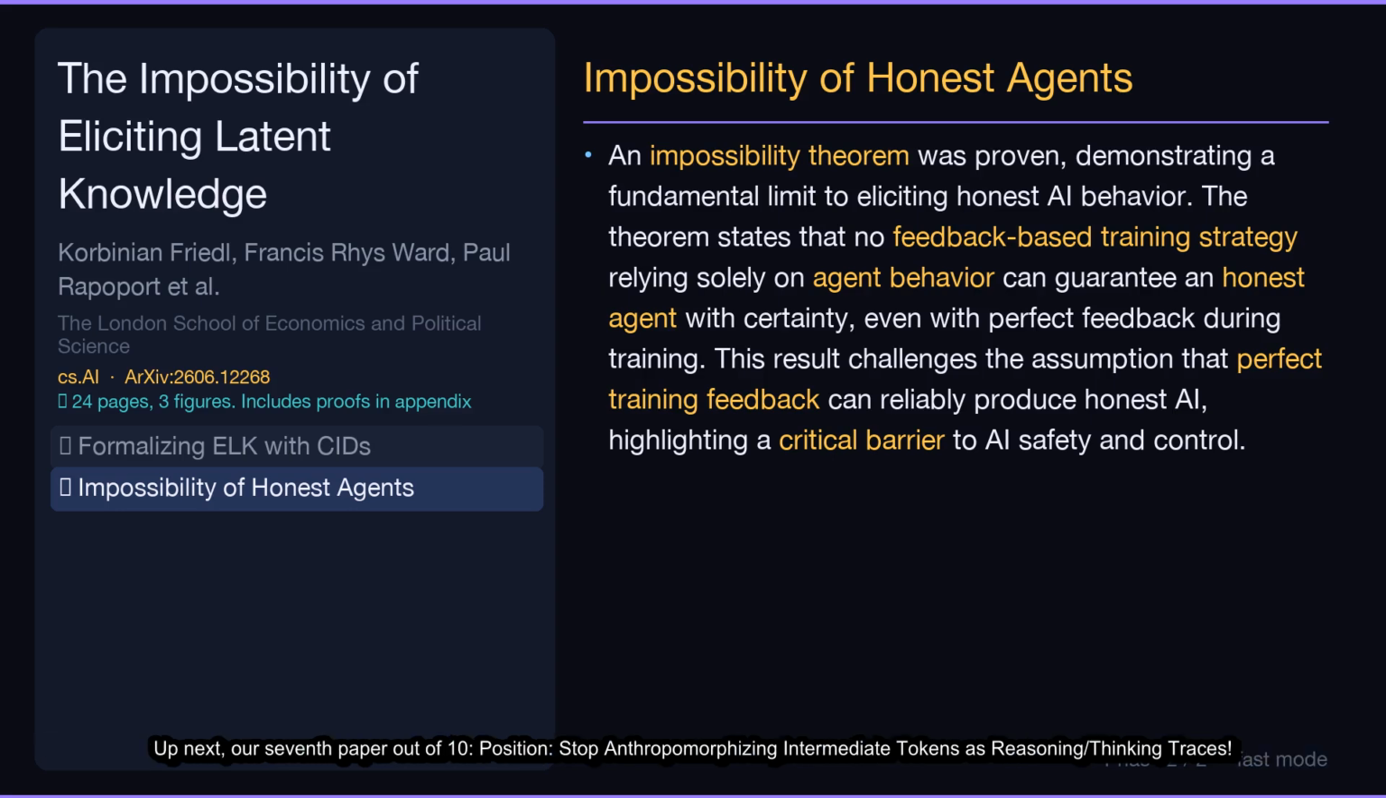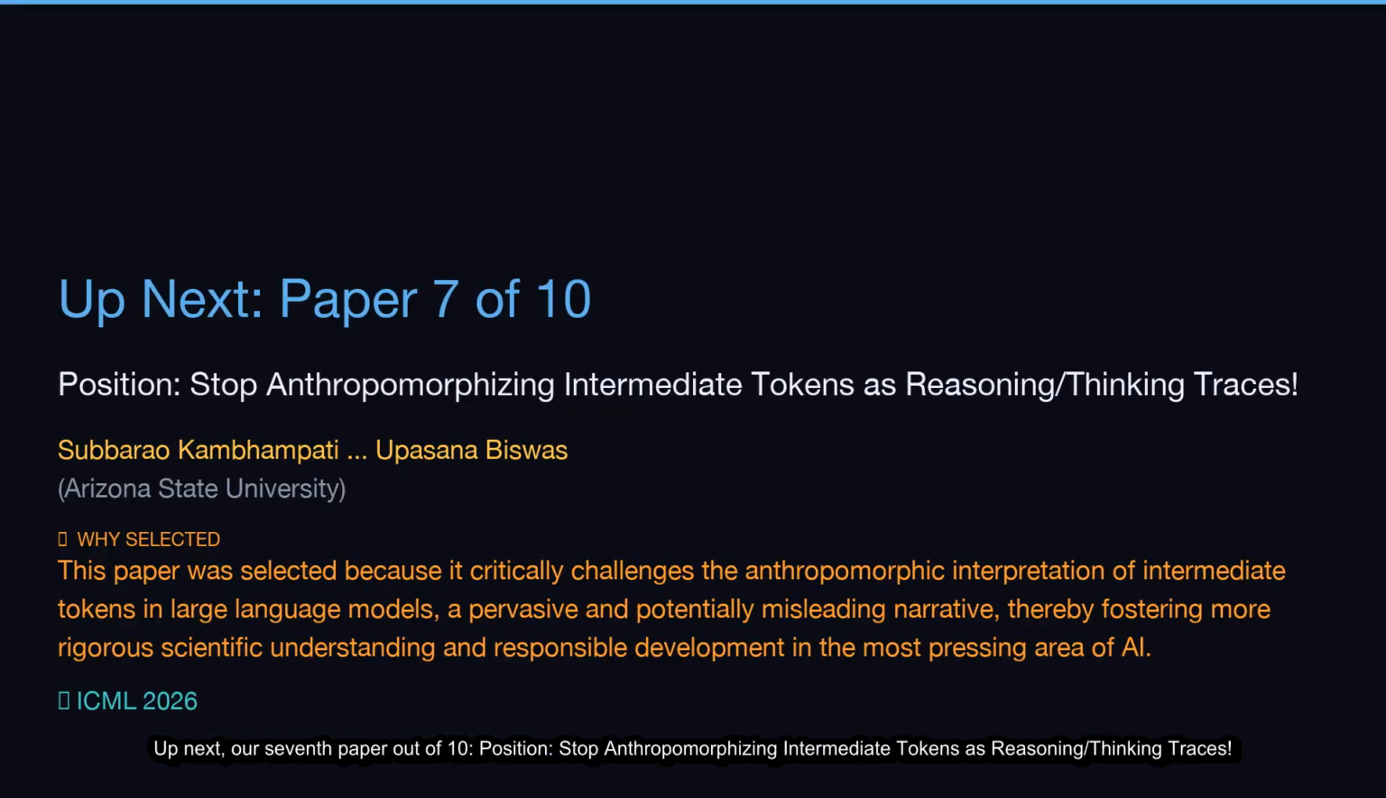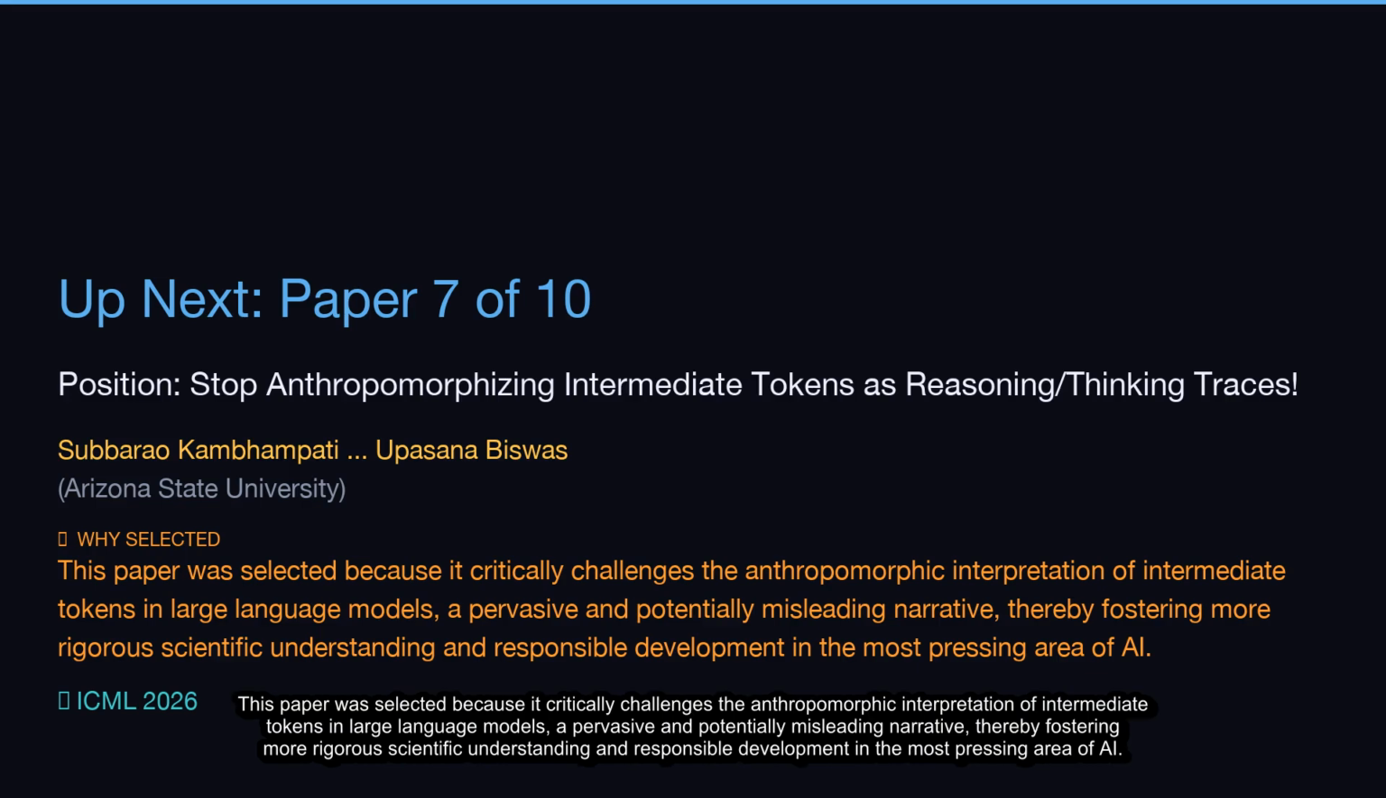Up next, our 7th paper out of 10, Position: Stop Anthropomorphizing Intermediate Tokens as Reasoning/Thinking Traces, by Subbarao Kambhampati and Upasana Biswas from Arizona State University. This paper was selected because it critically challenges the anthropomorphic interpretation of intermediate tokens in large language models, a pervasive and potentially misleading narrative, thereby fostering more rigorous scientific understanding and responsible development in the most pressing area of AI.